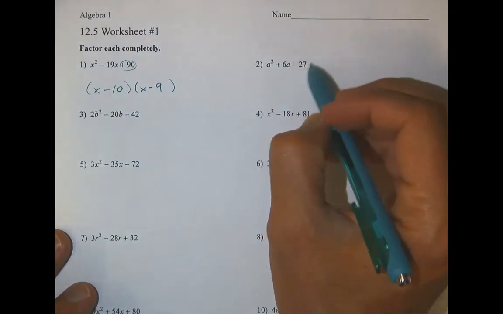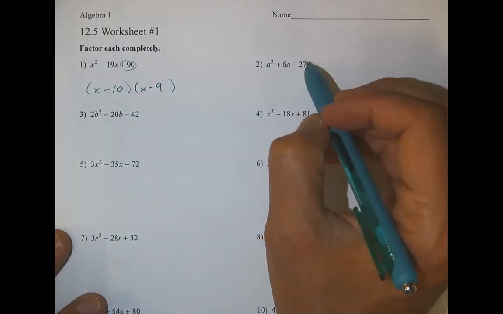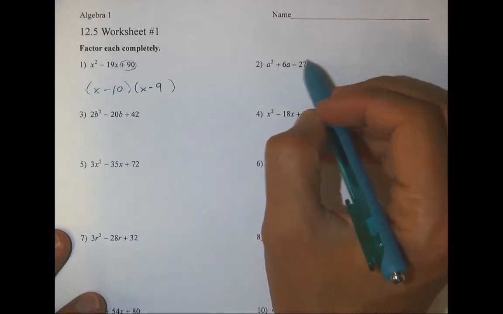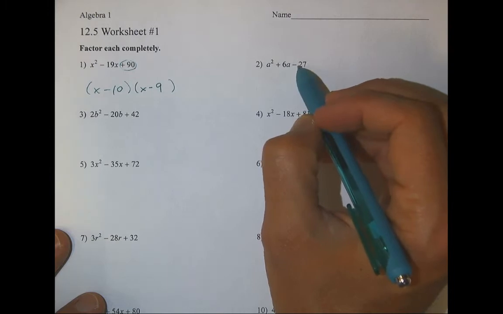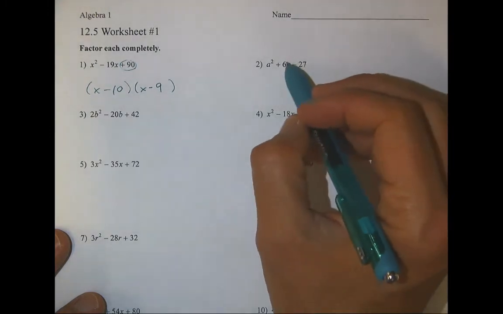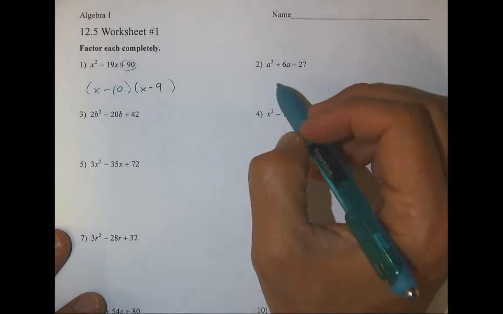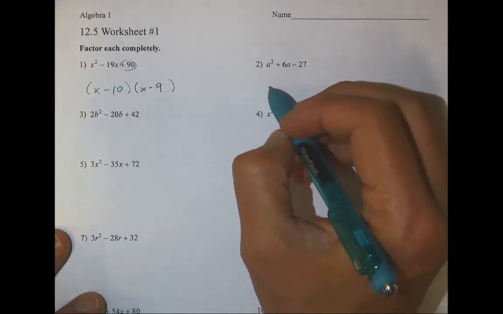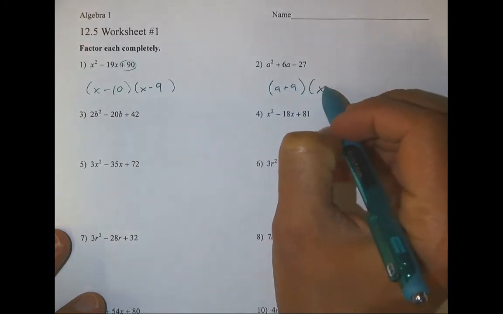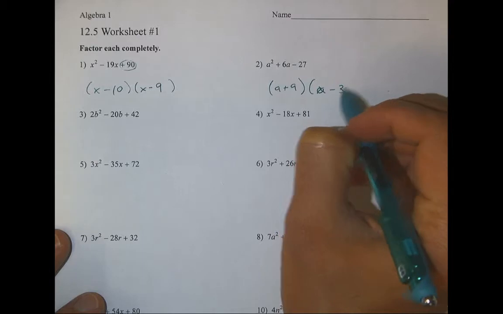Number 2, we got negative 27. So 27, I think 9 and 3, and I look at 6, and I know a 9 and a 3 can get to a 6. And since it's multiplying to a negative 27, I know one of them's negative. So if I wanted to get to a positive 6, I need the 9 to be positive and then the 3 to just come off of it. So a plus 9 and a minus 3.